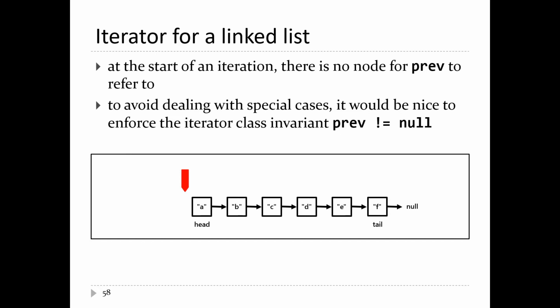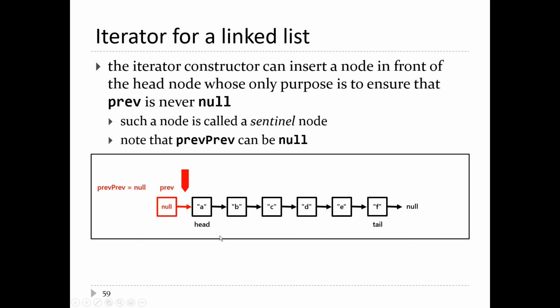So one way we can do that is to enforce the iterator class invariant that the previous previous node never be null. Now you might wonder, how can that node never be null? There's no node here. The trick is that the iterator constructor can insert a node in front of the head node. And that node only has one purpose: to assure that previous previous is never null.